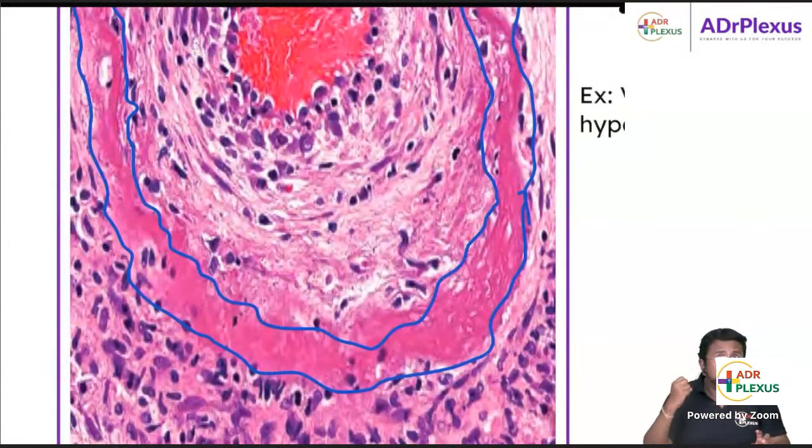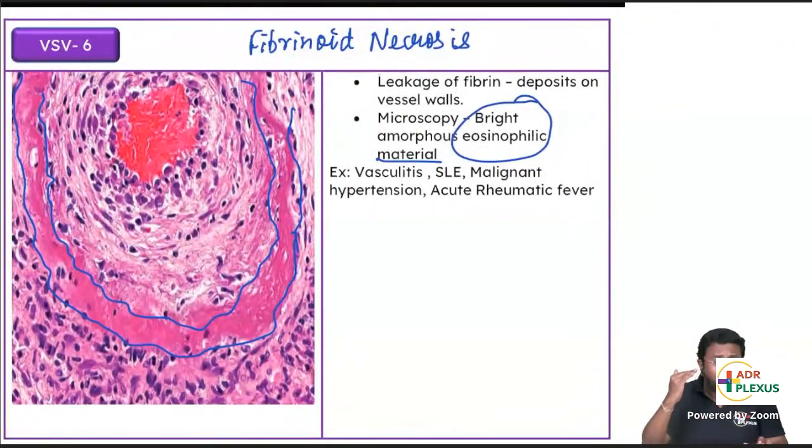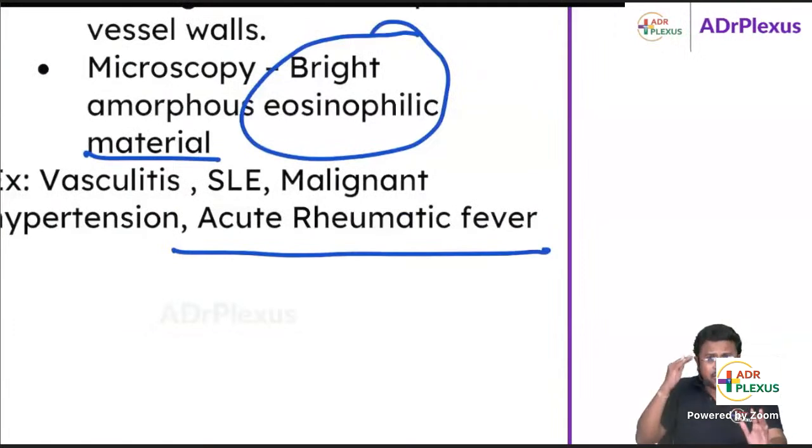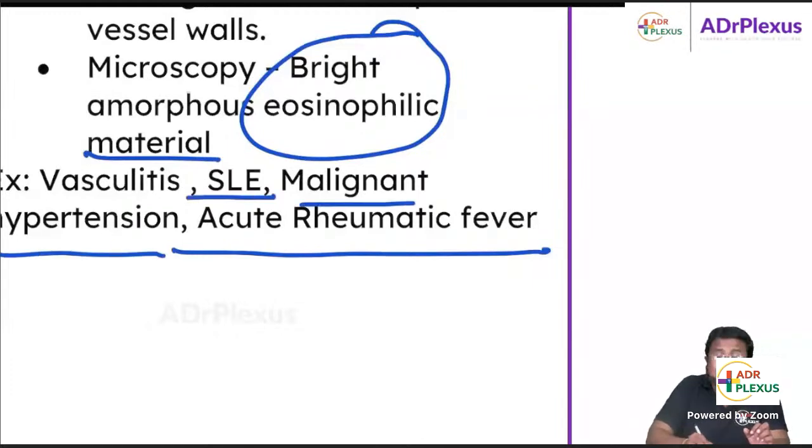So, bright eosinophilic material. Also, you have to keep in mind that fibrinoid necrosis can be seen in acute rheumatic fever. Yes, acute rheumatic fever. You will remember pancarditis, and in pancarditis you remember the Aschoff bodies. So fibrinoid necrosis is seen in the Aschoff body. Also malignant hypertension. So these are all the other causes of fibrinoid necrosis.